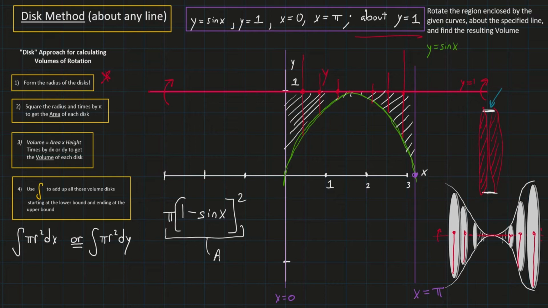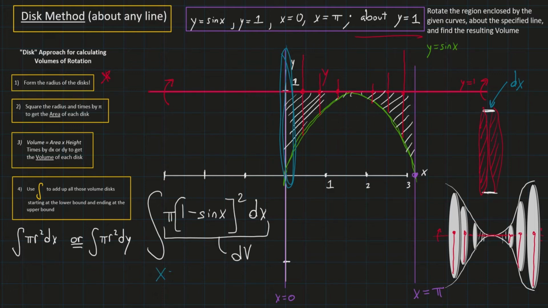And looking at that height, I realized that, hey, that's just a little bit of length in the x direction. That's just dx. And now, of course, I can add up all of these little disk volumes to get the total volume of my target shape. Alright, where do I want to start adding these disks? I want to start adding these disks right here. This will be my first disk.